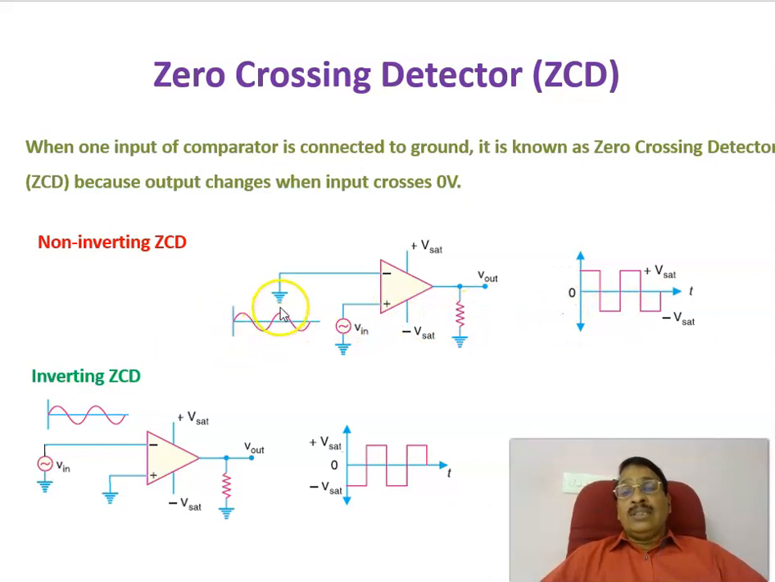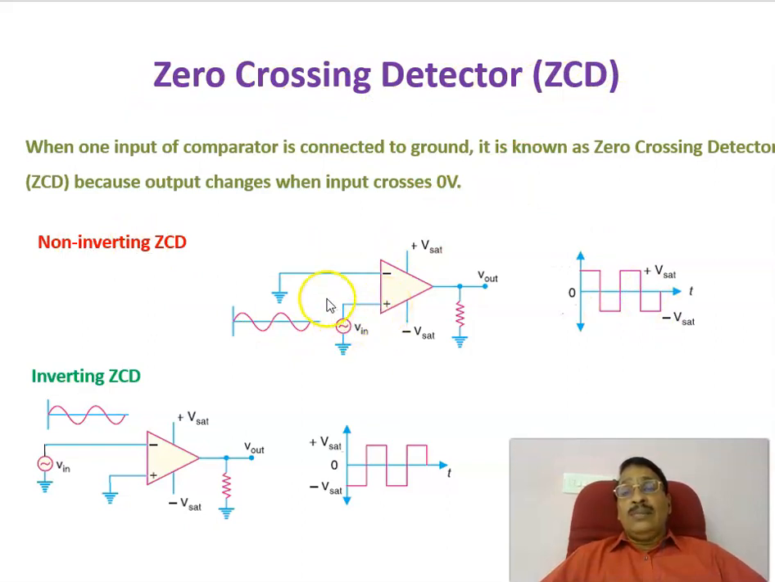So this sinusoidal waveform will be converted into a square waveform in which the transition from minus V sat to plus V sat is taking place at the zero crossing point. Again, plus V sat to minus V sat is taking place at this point. Therefore, it can detect the point at which the input is crossing the 0 point. At that point the transition is taking place either from minus V sat to plus V sat or plus V sat to minus V sat. That is why it is called a zero crossing detector. In this case, the input is given to a non-inverting input.